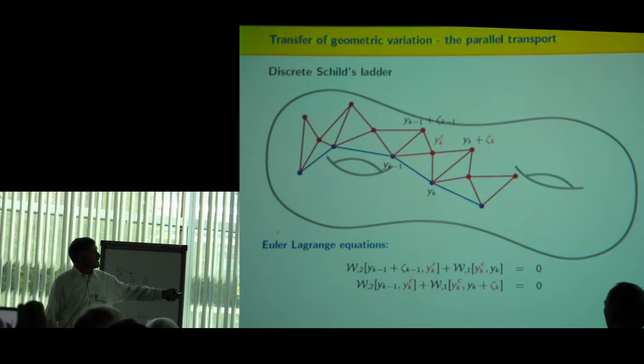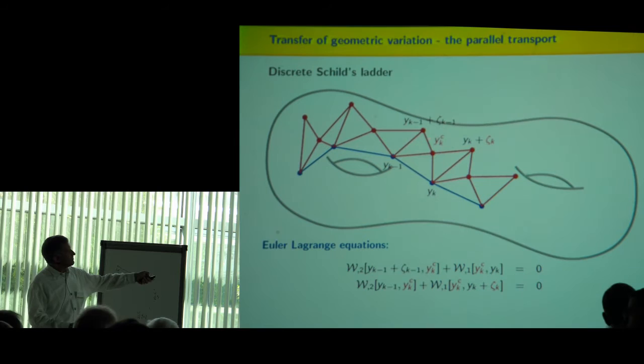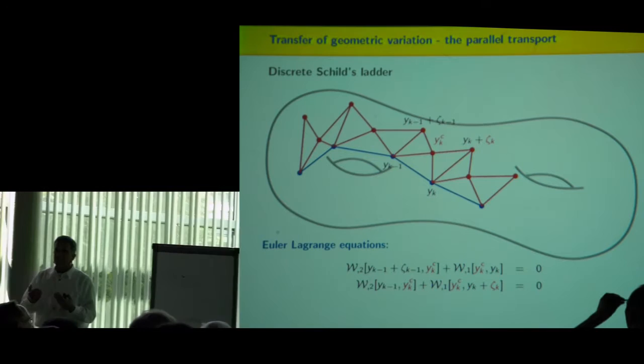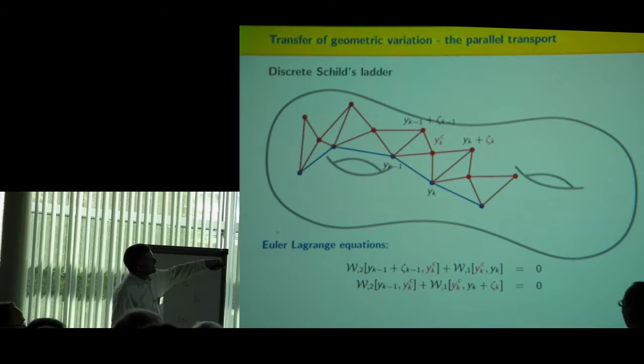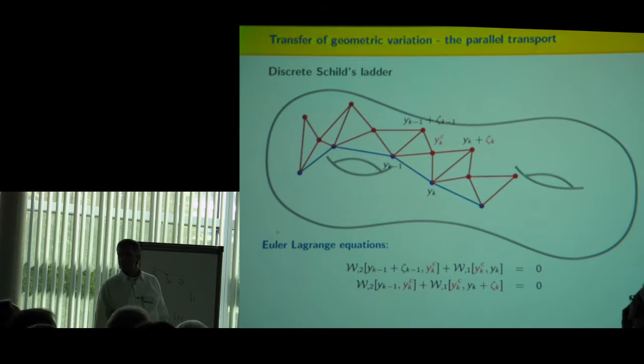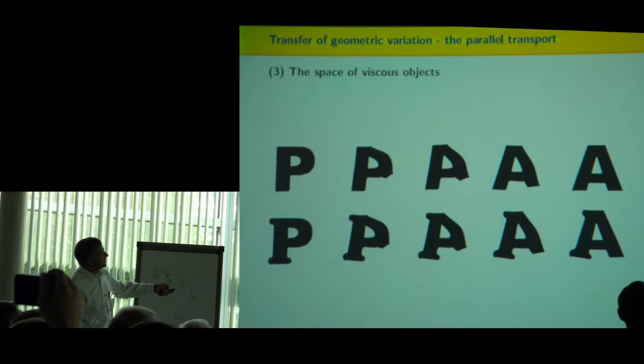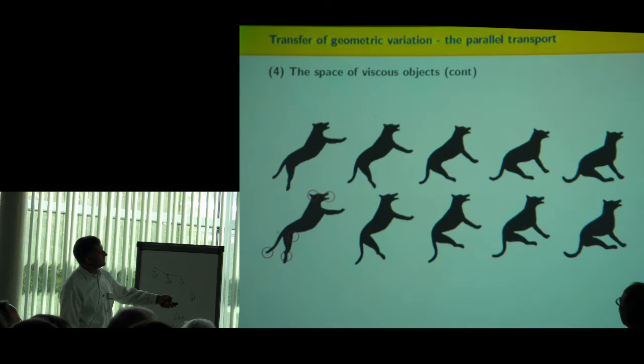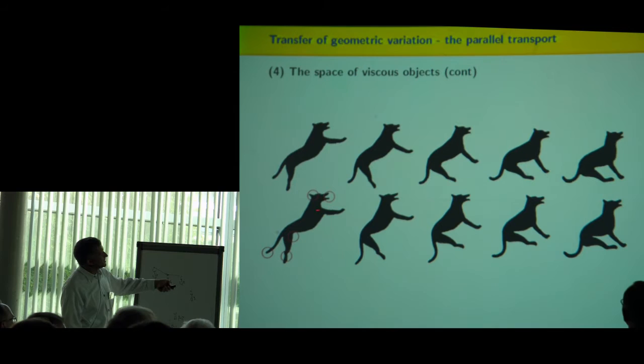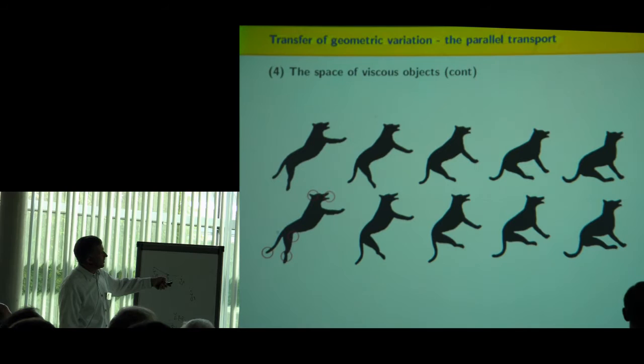I now mark here all these points, and what we see basically is what do we expect? We expect as necessary conditions the Lagrange equations for these variational geodesics and these shooter geodesics, and here they are. And by this we can build parallel transport. And you already have seen this application. This is parallel transport of these serif details here of the letters from P to A. This is parallel transport of small geometric deformations of this viscous object with the shape of a dog along the curve.